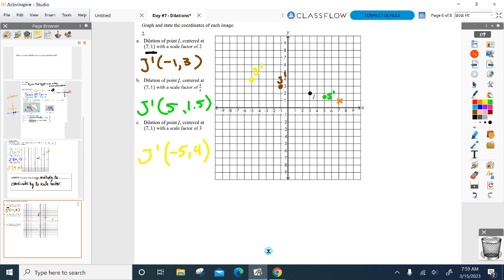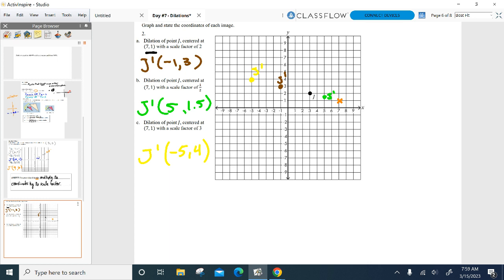Okay, how do we feel? We all right with dilations? Using slope? You can multiply if you dilate around the origin. If not, we got to do the slopes. All right, we're doing points. Now let's go to figures now.